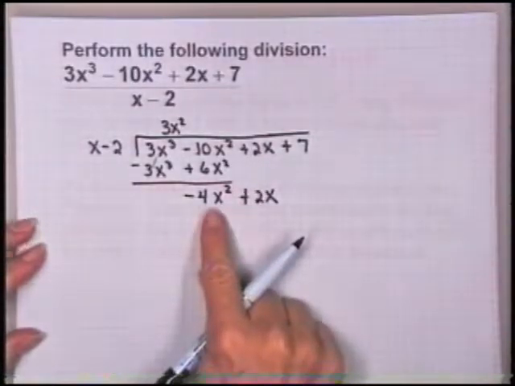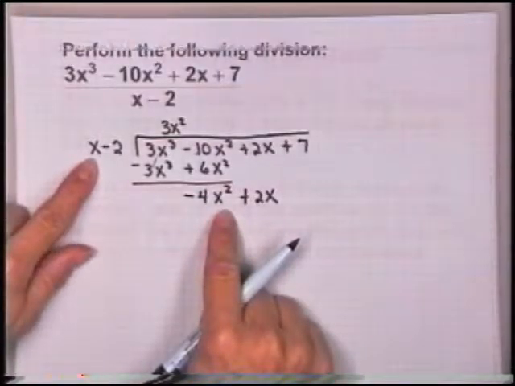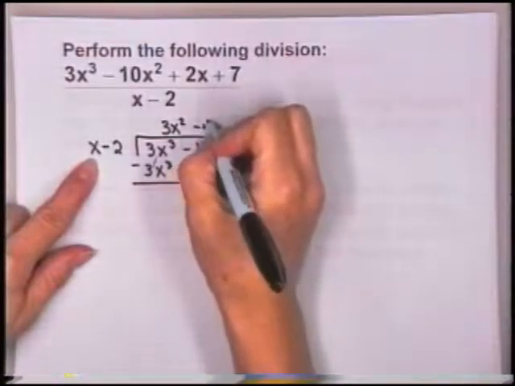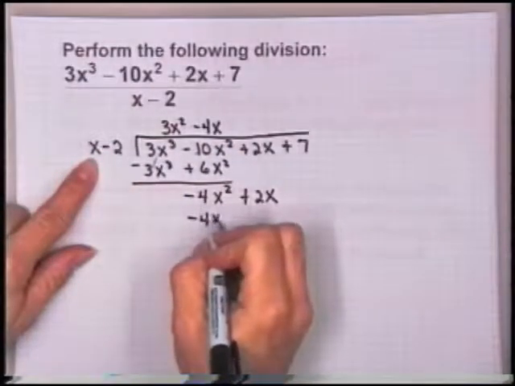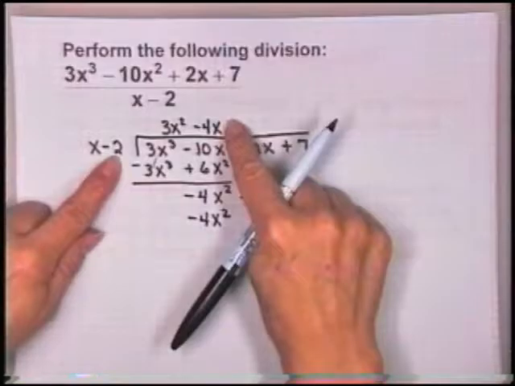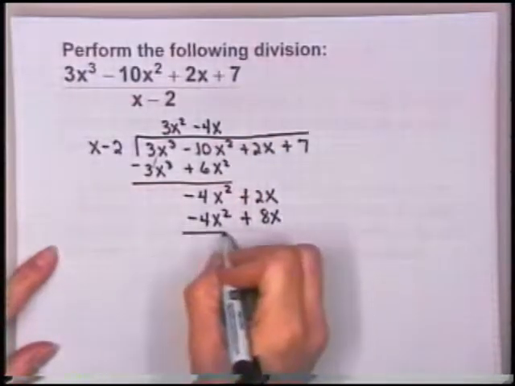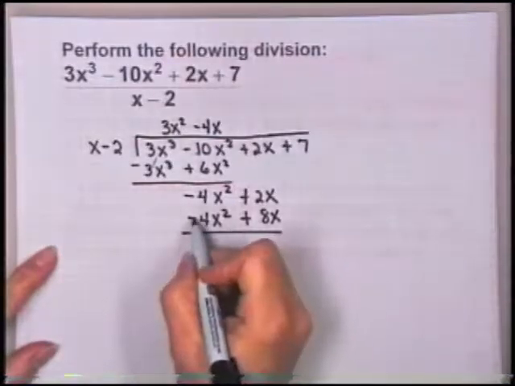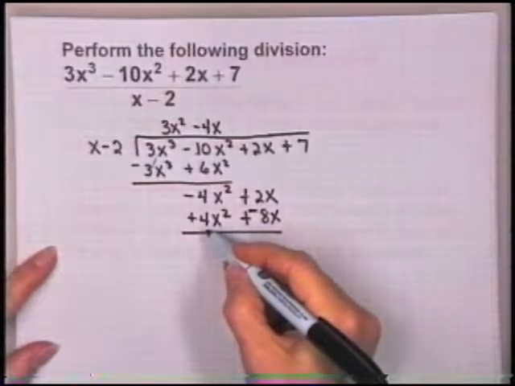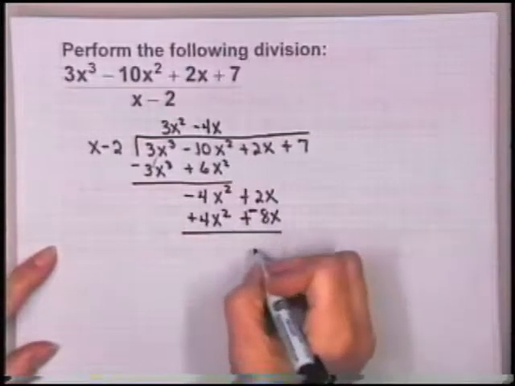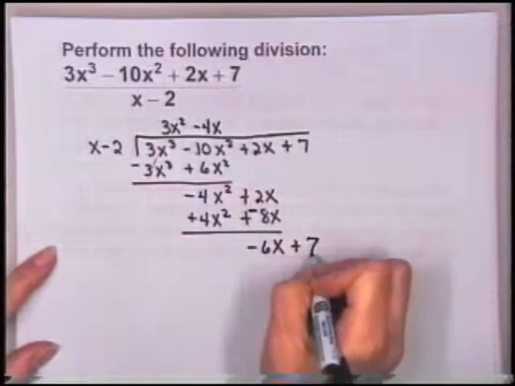Now we're ready to divide again. How many times does x divide into negative 4x squared? Well, negative 4x, right? Negative 4x times x is negative 4x squared. Negative 4x times negative 2 is a positive 8x. Again, we're ready to subtract, so we're going to change these signs, positive and a negative. Again, these add to 0. Positive 2x minus 8x is a negative 6x. Bring down the plus 7.